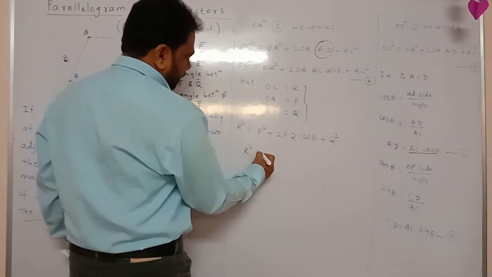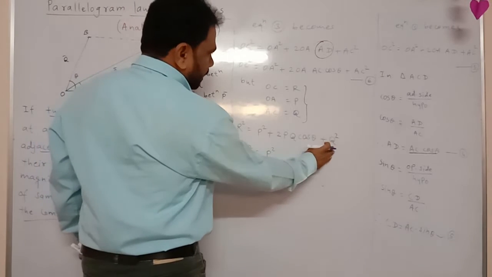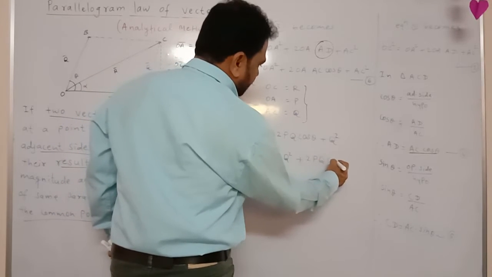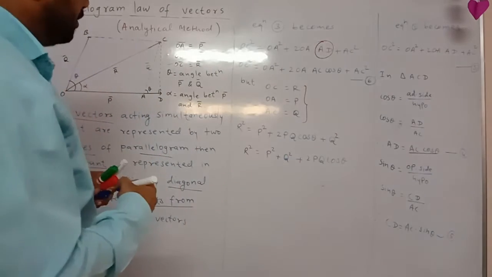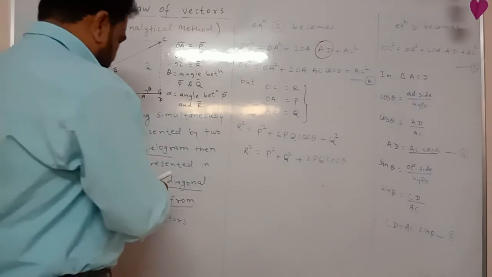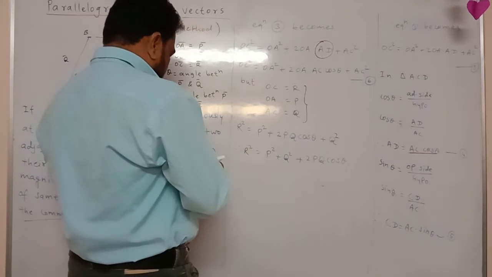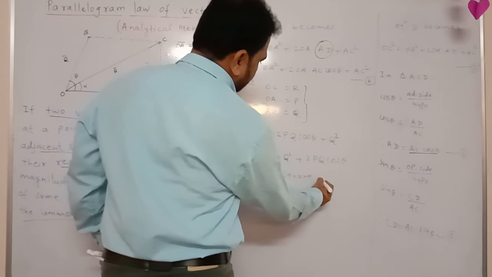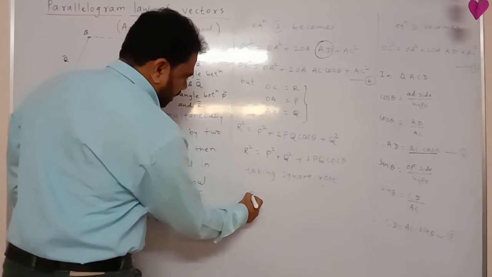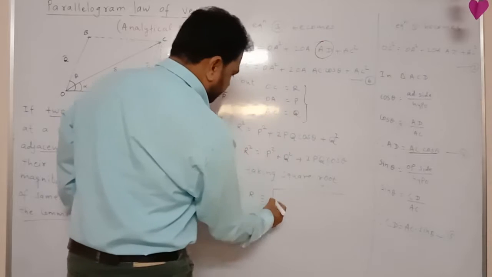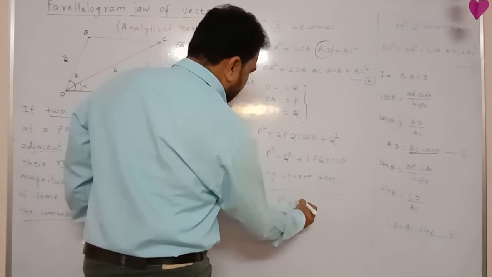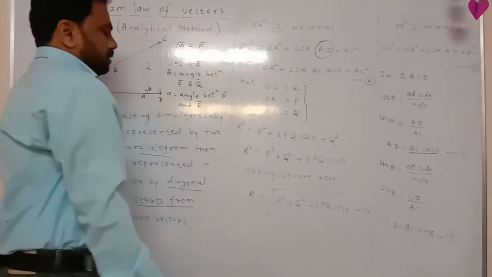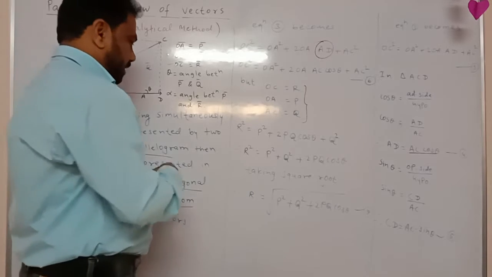So therefore we can write vector R square is equal to P square plus Q square plus 2PQ cos theta. So R square is equal to P square plus Q square plus 2PQ cos theta. Taking square root, R is equal to under root P square plus Q square plus 2PQ cos theta. Equation number 7. So this is the formula to calculate the resultant vector.